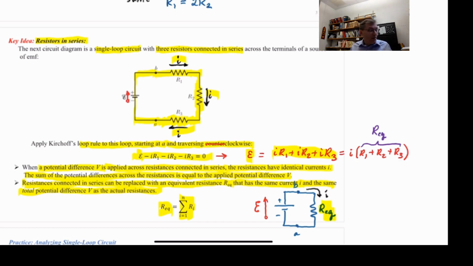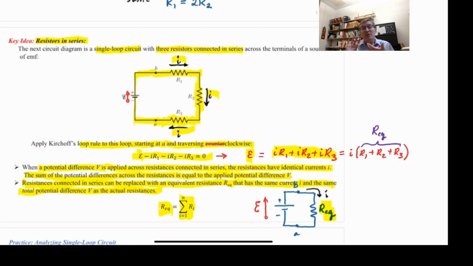Now it's worth pausing here for just a minute and pointing out, do you remember how we found the equivalent capacitance when we had, say, 3 capacitors in series? I'll remind you, the rule for finding the equivalent capacitance for 3 capacitors in series, or any number of capacitors in series, is not the same rule as for resistors in series, so watch out for that.